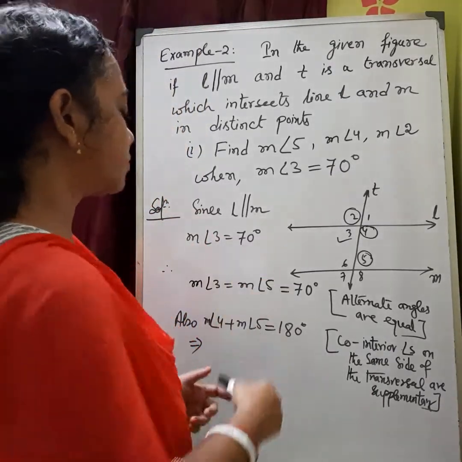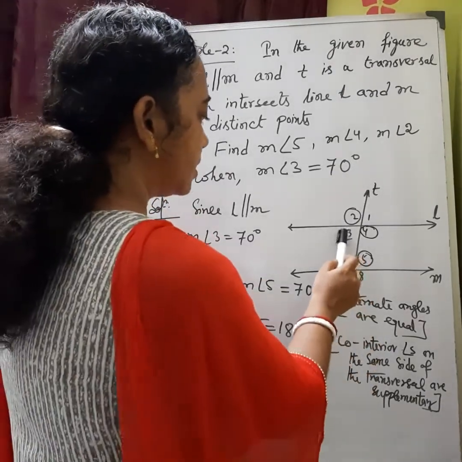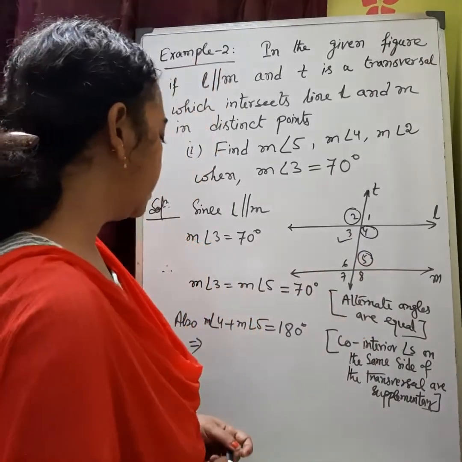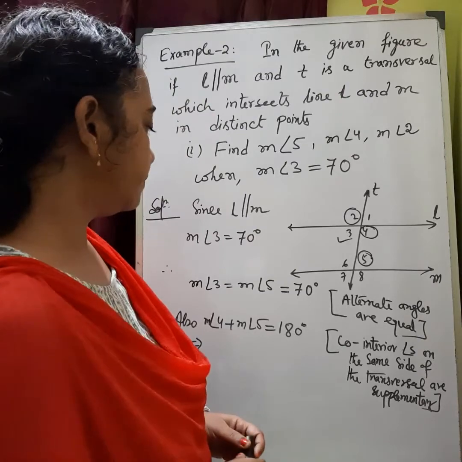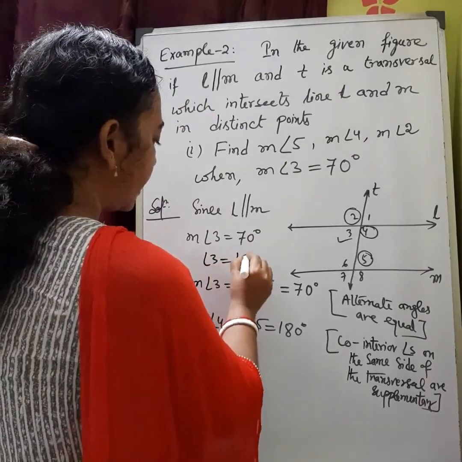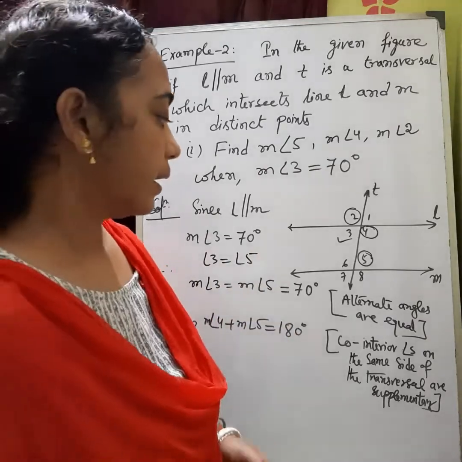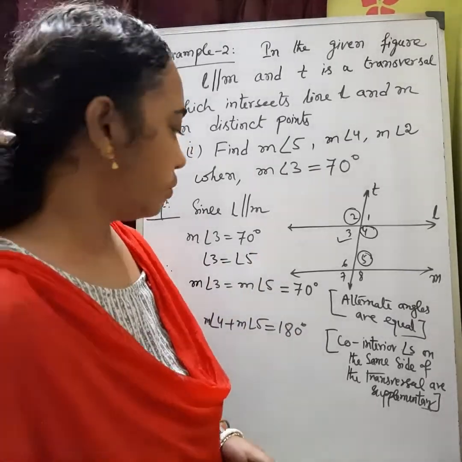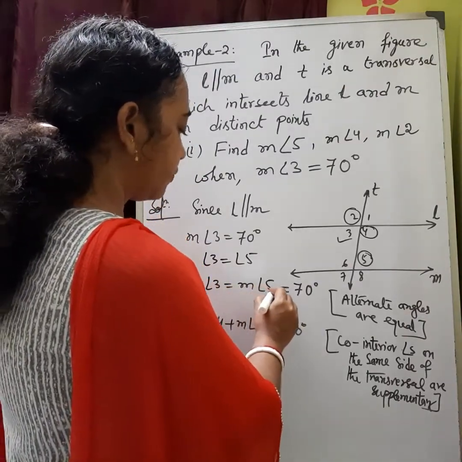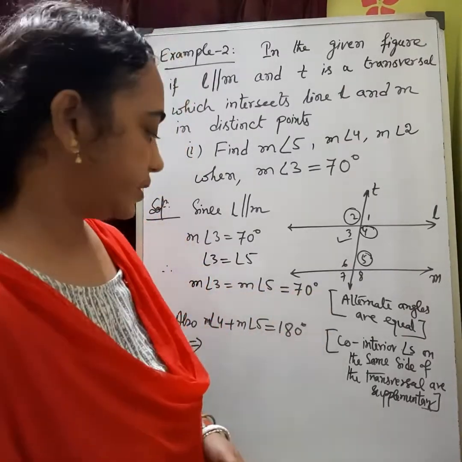As the measure of angle 3 is given, we can write measure of angle 3 is equal to measure of angle 5. So angle 3 is equal to angle 5 by which condition? That alternate angles are equal. So we can write measure of angle 3 is equal to measure of angle 5 is equal to 70 degrees.